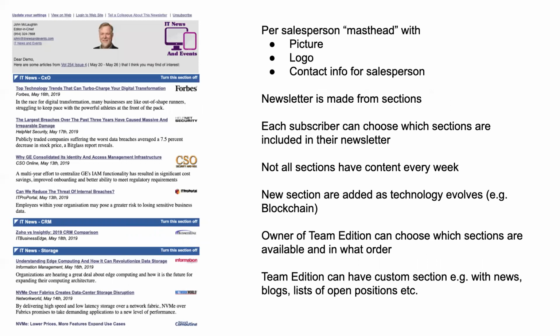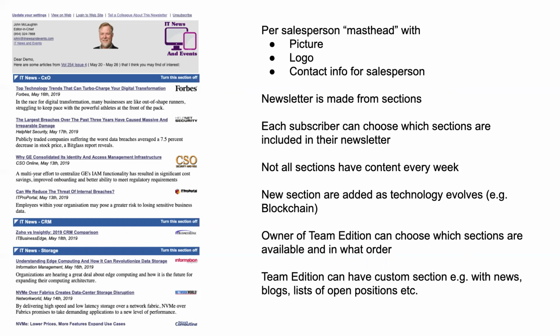Here on the left, we're looking at how the newsletter looks in the email. You notice there's a masthead for each person. In this case, it's my masthead. So you have to imagine that my contact information would be replaced with yours, your logo, your picture, your contact information. Each subscriber, as I mentioned, can turn off a given section, the CXO section, the CRM section. Probably a good candidate for one that people would turn off if they're not interested in CRM and storage and so forth. Not every section has content every week, and there's quite a good variety of sections.